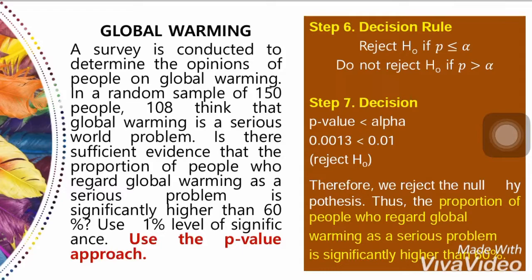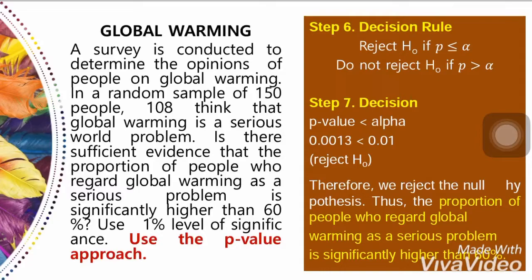Now remember the decision rule for the probability value approach. We say reject the null hypothesis if the p-value is less than or equal to alpha, or the level of significance. But we do not reject our null hypothesis if the p-value is greater than alpha.